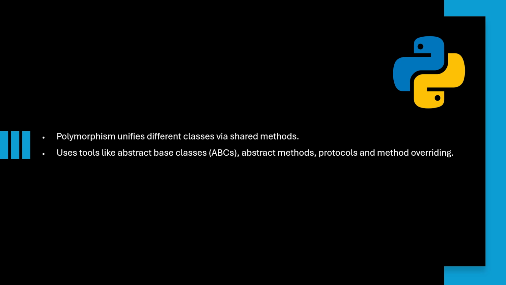This is achieved through tools like abstract base classes or ABCs, which ensure that all subclasses implement specific methods. We can also use abstract methods and protocols to define those expected behaviors. And then comes method overriding, which allows subclasses to provide their own unique versions of these methods, creating class specific behavior while still fitting into a shared structure. Let's learn about all of this.